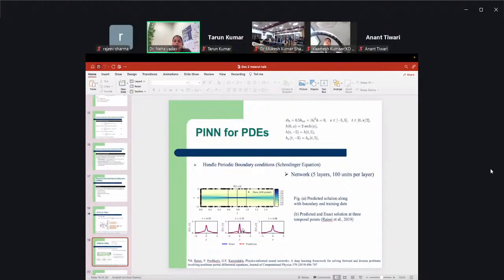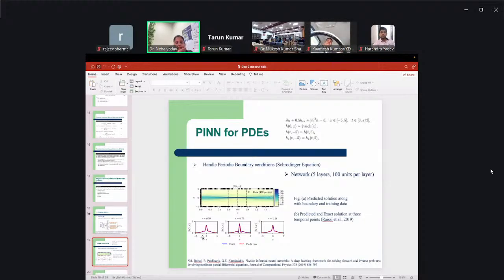Now we can see one example, which is the Schrodinger equation, together with the initial condition at 0 x and the boundary conditions. PINNs have been applied on this problem, and a neural network of 5 layers with 100 nodes per layer has been chosen. The first figure represents the predicted solution along with the boundary and the training data. This is a spatiotemporal diagram having 150 data points.